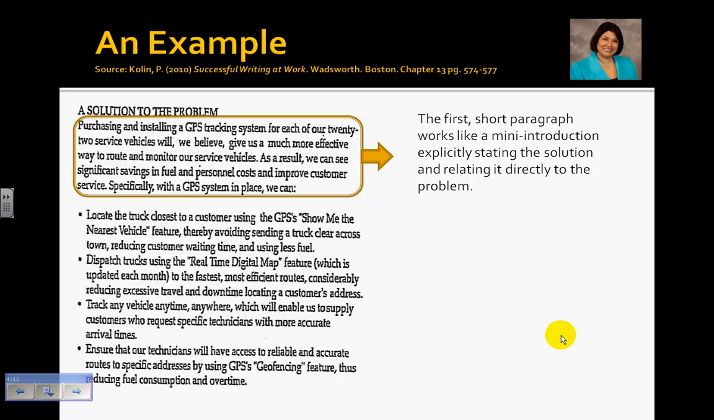So in this case, you're explicitly stating the solution and relating it directly to the problem. In the case of this particular proposal, the author is proposing purchasing and installing a GPS tracking system for each of 22 service vehicles. All right, and then some of the benefits are listed here, and the GPS system in place. This piece leads us into the specifics of the solution.